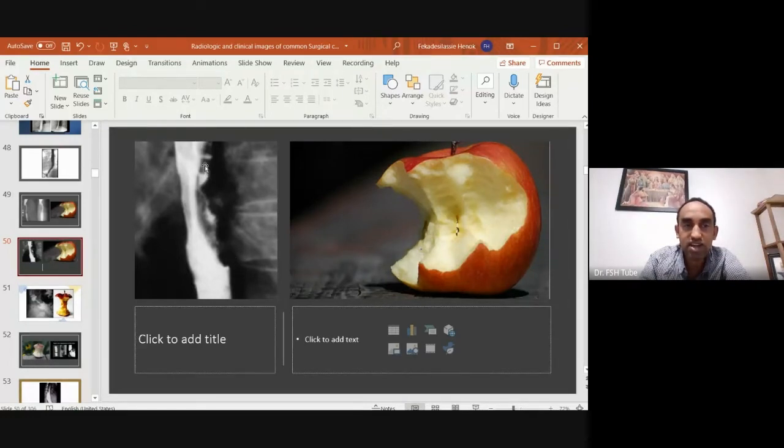Ragged surface here, right? And there is a filling defect here, at least up to here. So the mass is growing, with mucosal irregularity. This side is intact. It is smooth, as if this part of the apple is intact. So half of it is equal.